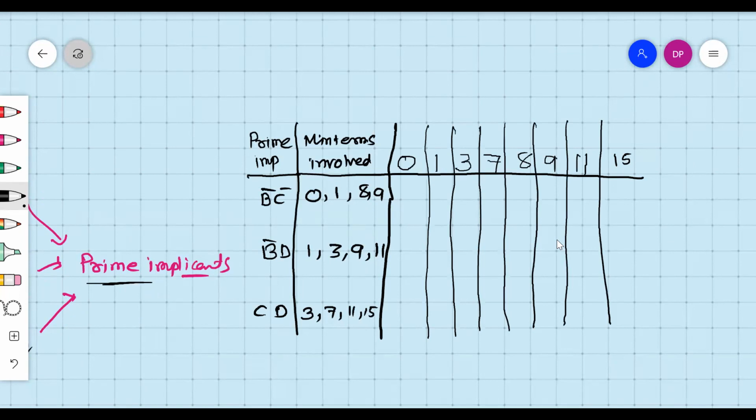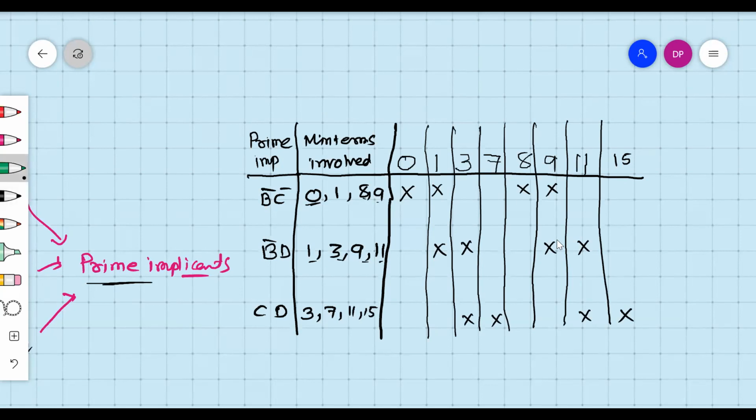So 0 is there, you can put a cross mark here. 1 is there, you can put a cross mark here. 8 and 9. Similarly 1, 3, 9, 11. And 3, 7, 11, 15.